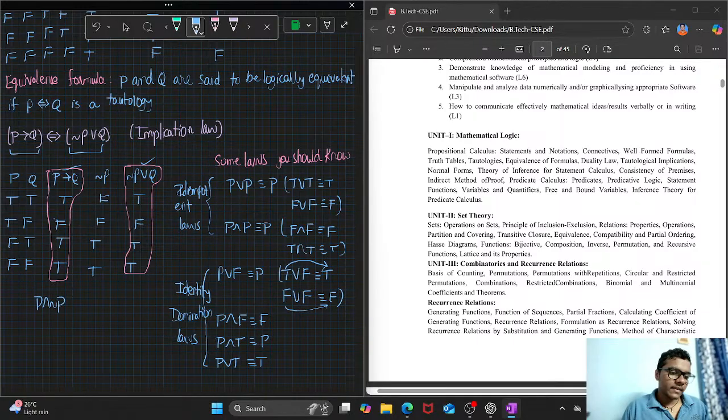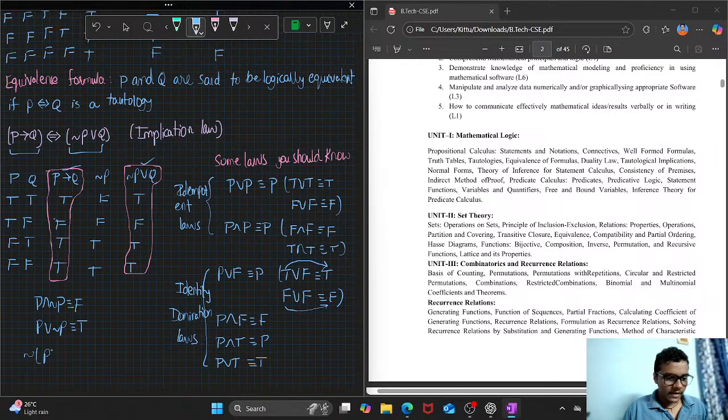P and negation P is always false because if one is true, the other has to be F. P or negation P is always true because if there is one F, there should be another T. If P is T, then negation P is F. So there should be one T in this and one F in this. That's why this is false and that's why this is true.